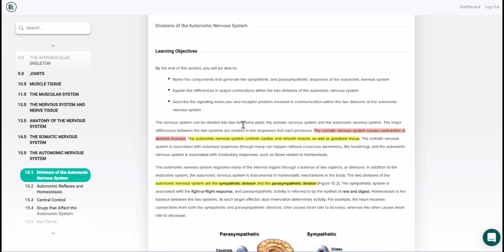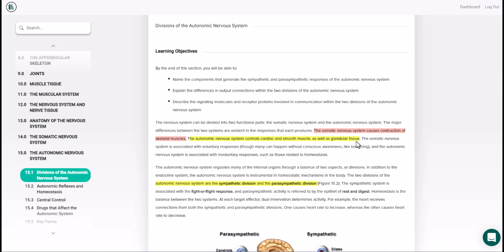So you know what that means. That means that the autonomic nervous system is going to control your cardiac muscle, it's going to control your heartbeat, and it's going to control your smooth muscle. Remember, smooth muscle is also called visceral muscle. You have smooth muscle lining your blood vessels, your intestines and your bronchial tree, and your bladder. And finally, the autonomic nervous system is going to control glandular secretions.